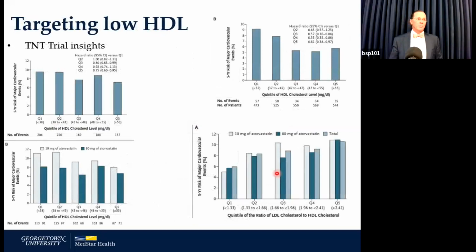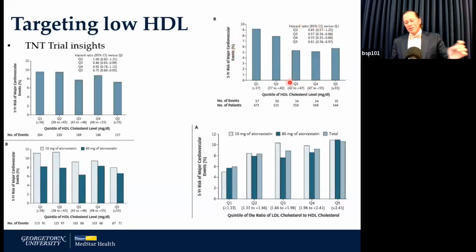Here's data from a trial that proves this point. This is the Treat to New Targets trial. At lower levels of HDL, risk is higher. And this is all patients on either atorvastatin 10 or 80. This is an RCT of atorvastatin 10 versus 80. You can see that at low levels of HDL, if you're on atorvastatin 10 and your HDL is low, it doesn't matter what your LDL is, you do better if you uptitrate the statin. Atorva 80 is better than atorvastatin 10, only really at low HDL levels.